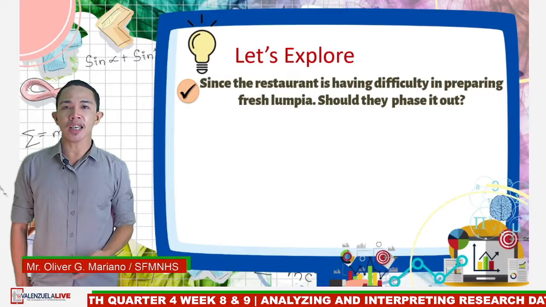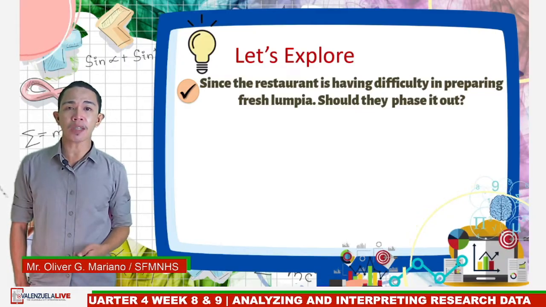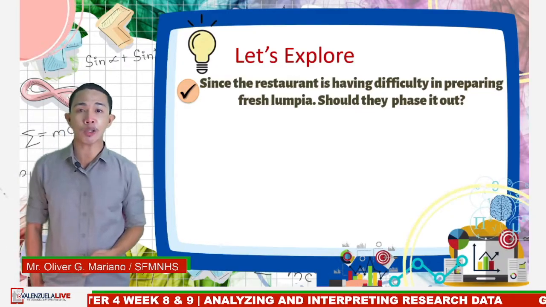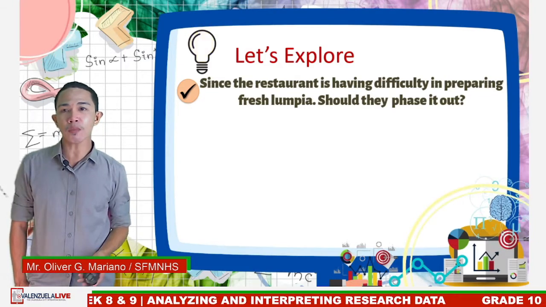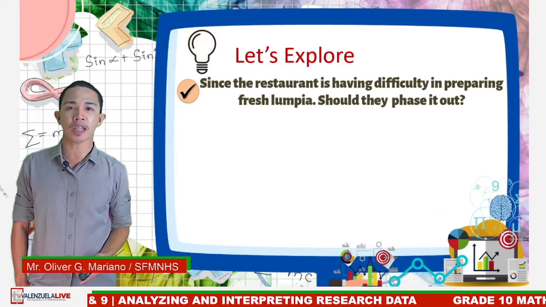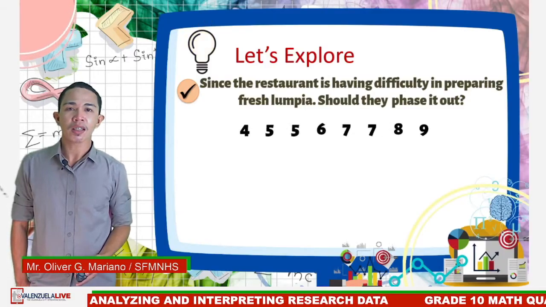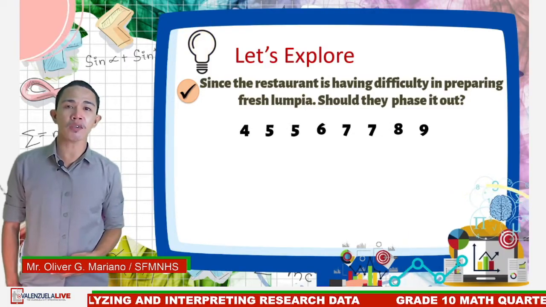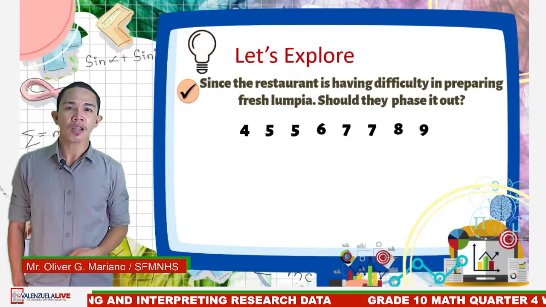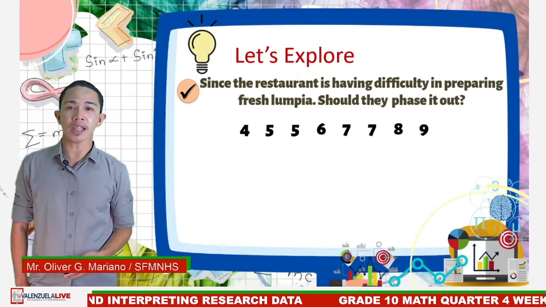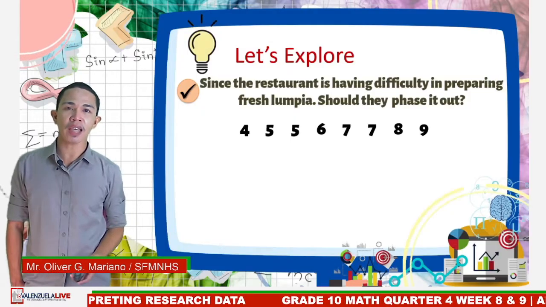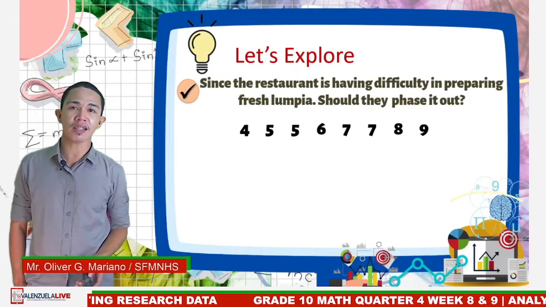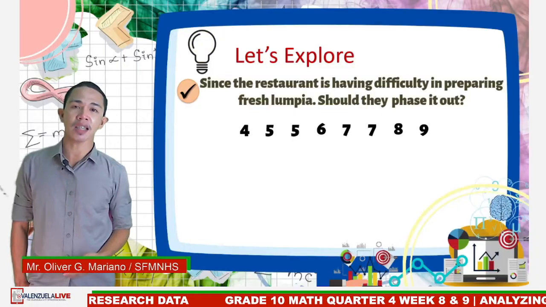To answer this, we need to find the percentile rank of fresh lumpia and see whether it is somewhere that is below the first quartile. The first thing to do is to arrange. And in order, in ascending order, we have 4, 5, 5, 6, 7, 7, 8, and 9.